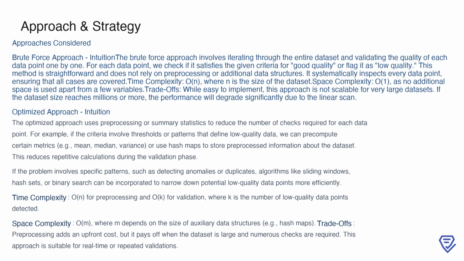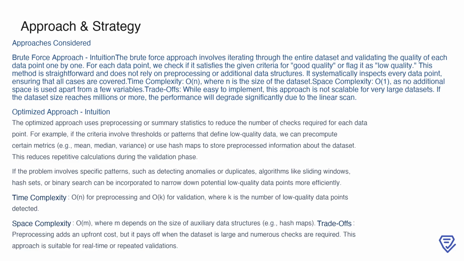This method involves iterating through the entire dataset and checking each data point individually to determine whether it meets the criteria for good quality or should be flagged as low quality. The intuition here is straightforward: systematically inspect every data point without relying on pre-processing or extra structures. This ensures that no data point is missed, making it a simple and comprehensive approach.